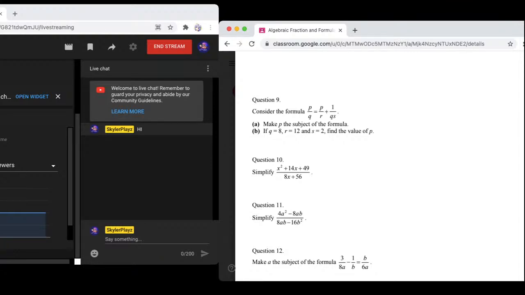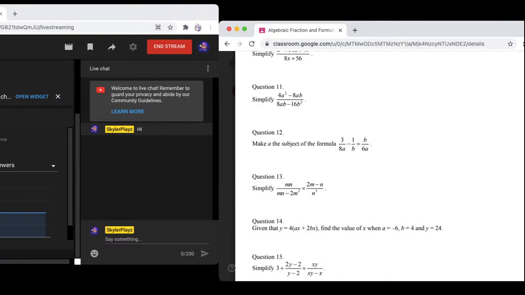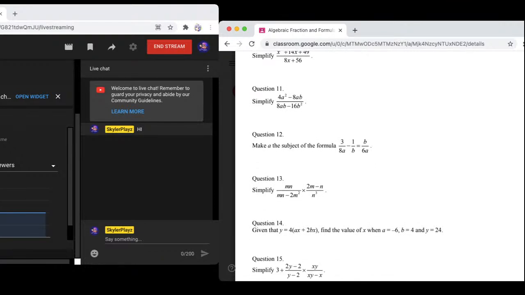The 11th question. 4a squared minus 8ab divided by 8ab minus 16b squared. Always factorization. Always do factorization and you will get the answer, okay? Factor out 8b for the bottom and then both sides will have a minus 2b, cancelled out. 4 and 8 common factor cancel out and then a divided by 2b. That's our answer. Okay, next question.